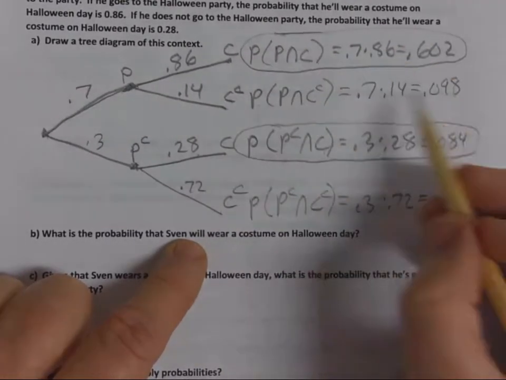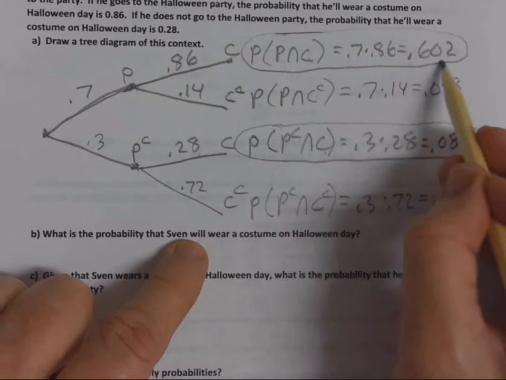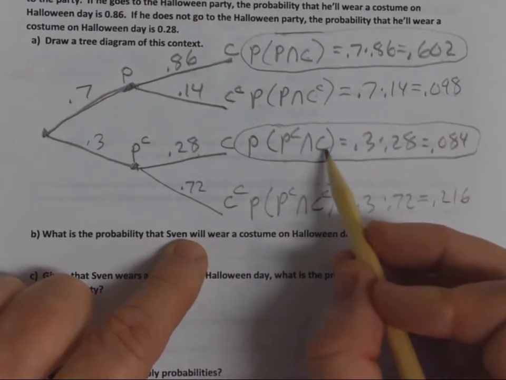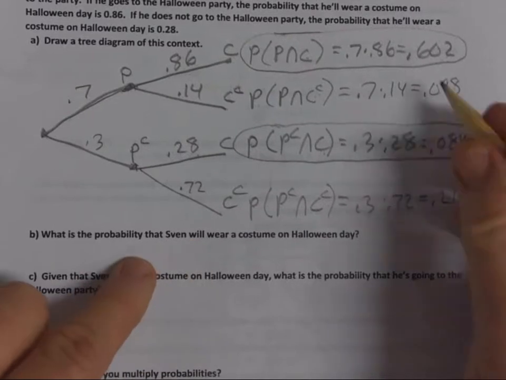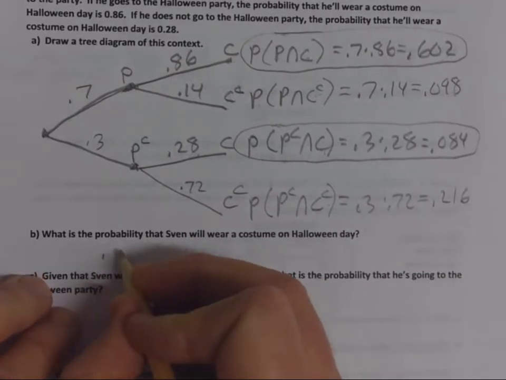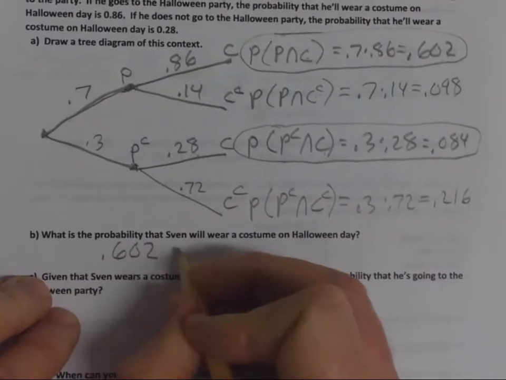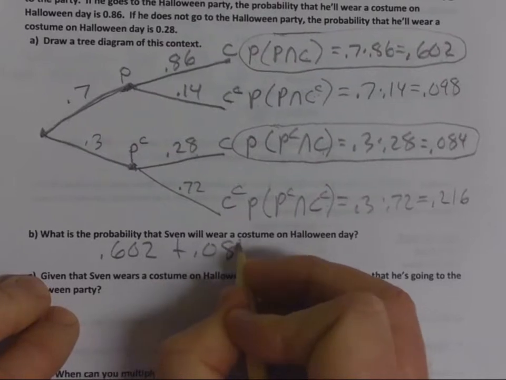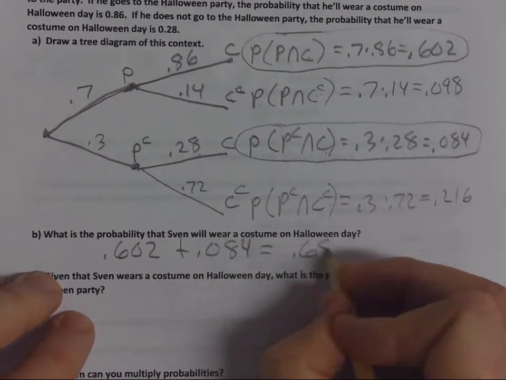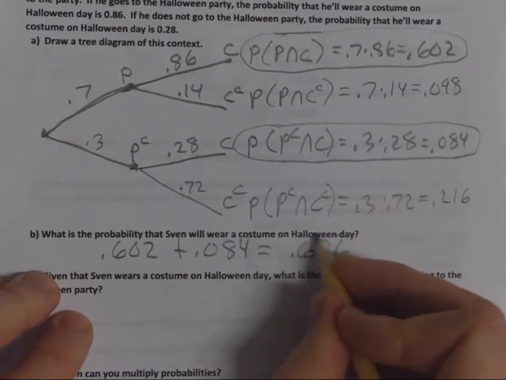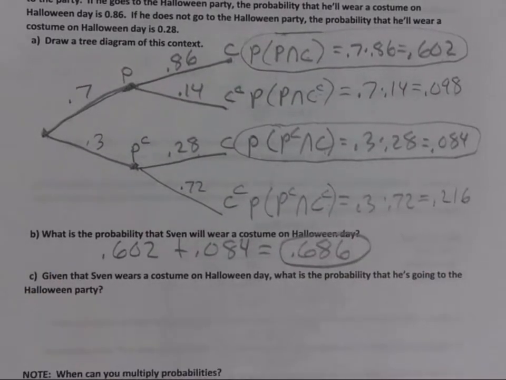He's wearing a costume when he goes, this is the percent of the time he wears a costume when he goes to the party, and this is when he doesn't go to the party. In these two events, he's not wearing a costume. So we would just add those two up, and so this would be 0.602 plus 0.084, and so that is equal to 0.686. So there is a 68.6% chance that he will wear a costume on Halloween Day.